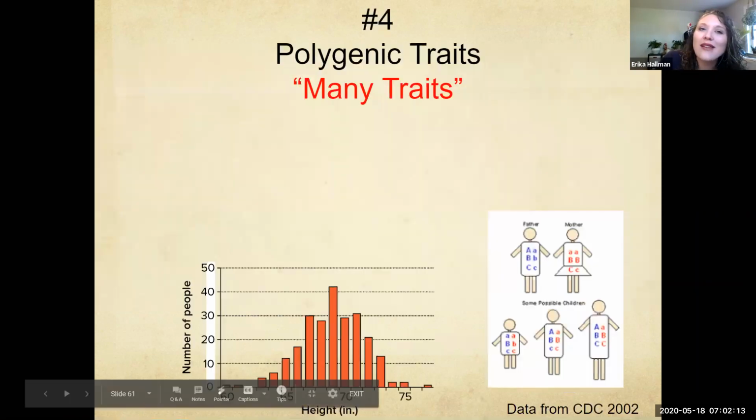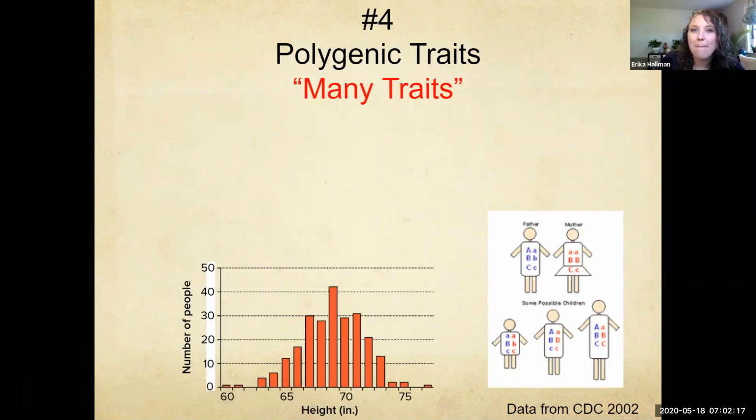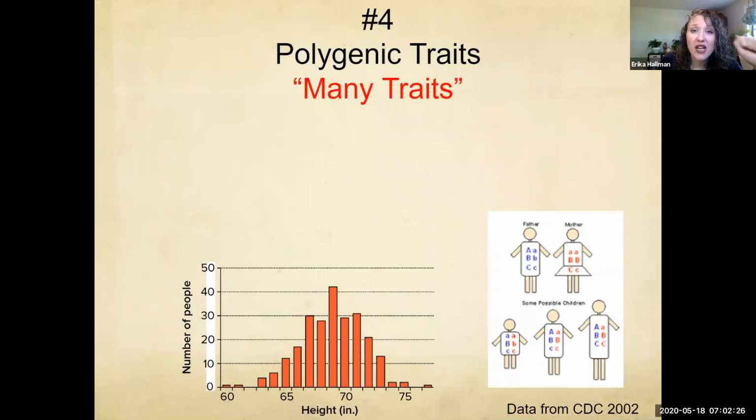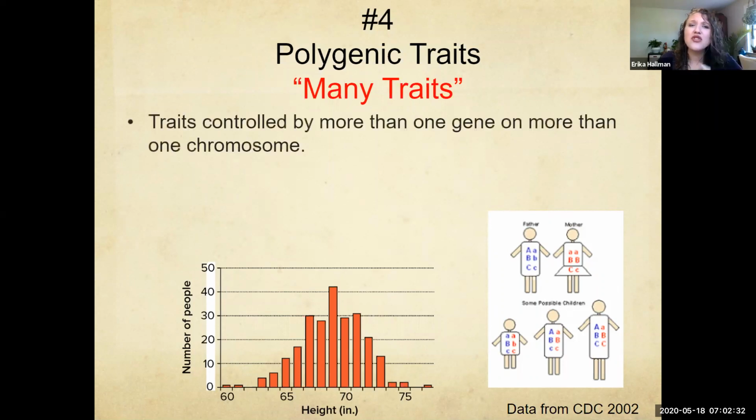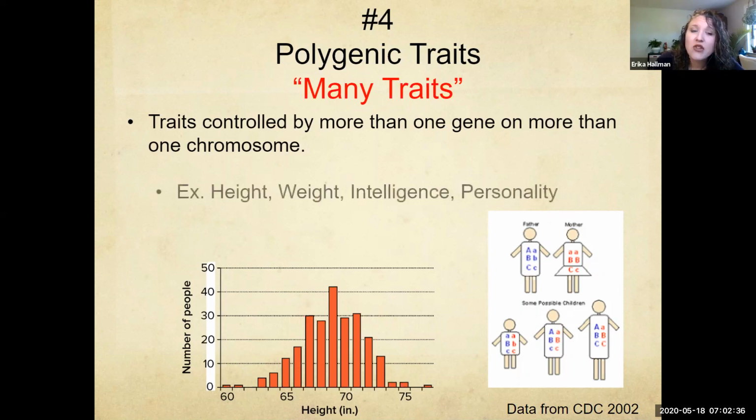Now that leads us to our last type of trait we're going to talk about, which is polygenic traits, which means many traits. So the term I want you to remember is just to break down this word. Poly means many, and genic means genes. So this means many genes, or many traits, okay? These are traits that are controlled by more than one gene on more than one chromosome. A great example of that would be height, weight, intelligence, and personality. These are all our most complicated traits.